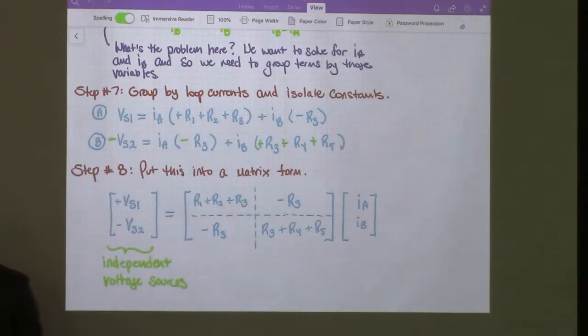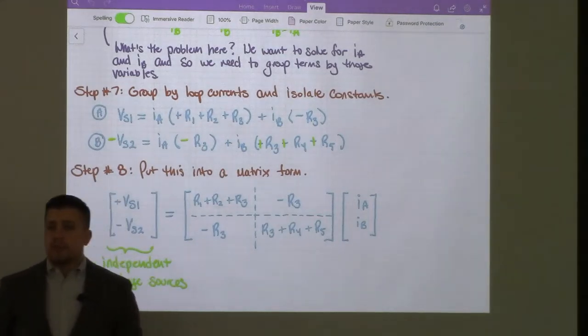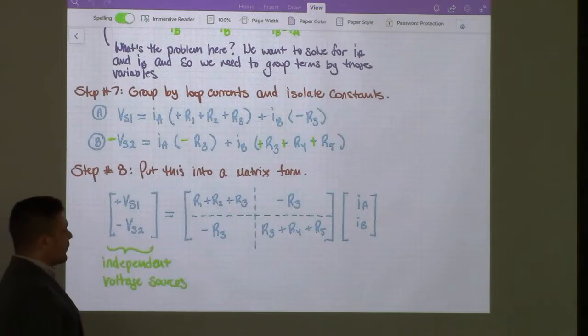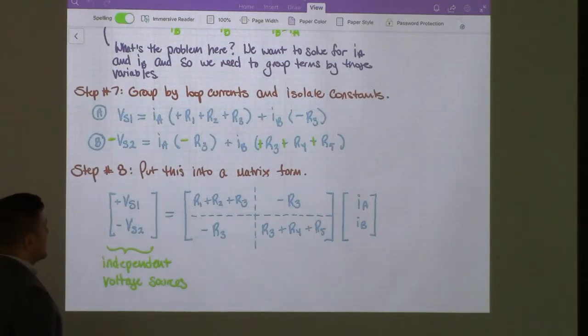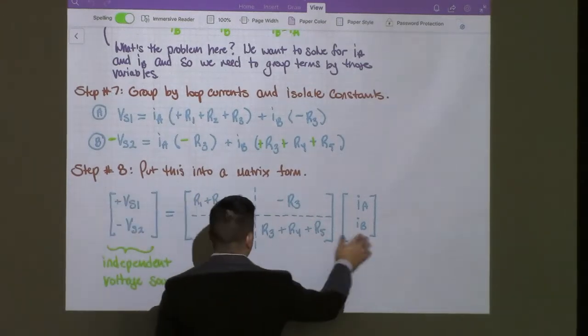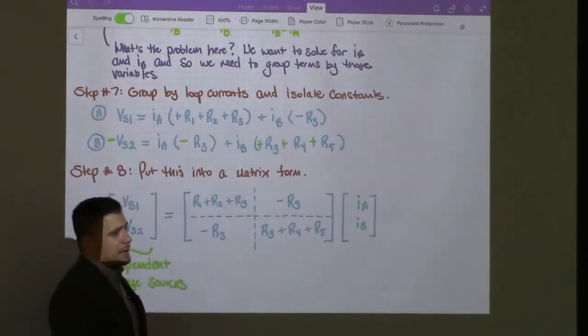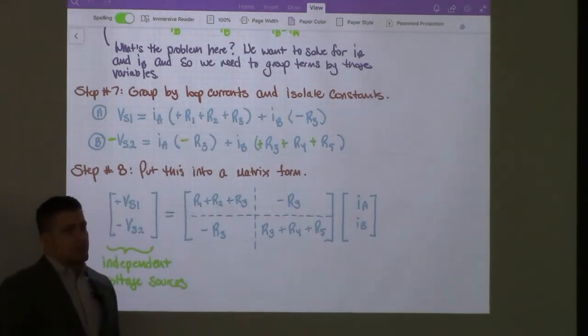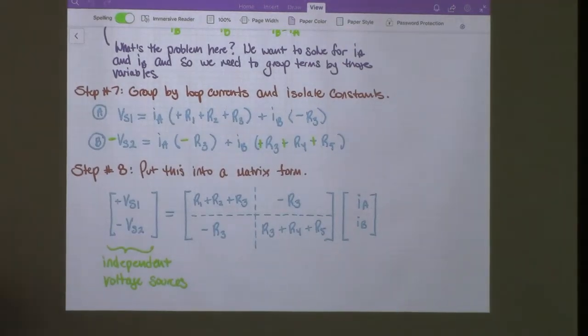As we get closer to the end of this problem, we're going to group the equations by the loop current. Essentially we're going to extract all the coefficients of IA, extract all the coefficients of IB, and that will give us the ability to put this into a matrix form as shown here, where we have IA, IB, and the coefficients of IA and IB. This is the impedance matrix that we were talking about. And then we have the independent voltage sources that are present in those loops.